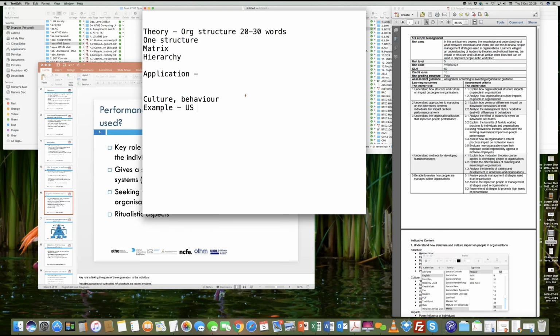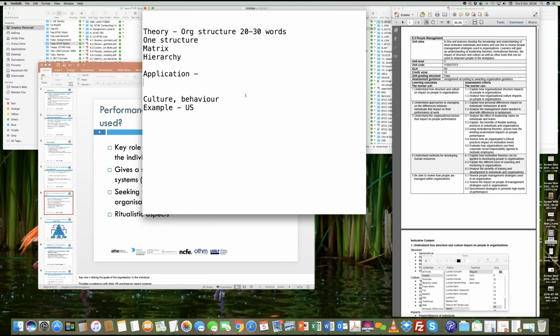So you have to pick up an example here and basically concentrate on application. So application would be, you might have to pick up an organization and explain why they have that structure, and that structure then gives this kind of advantages or this kind of negatives or drawbacks.